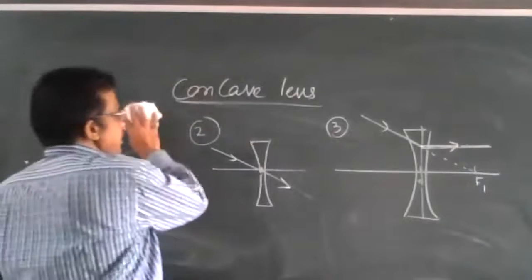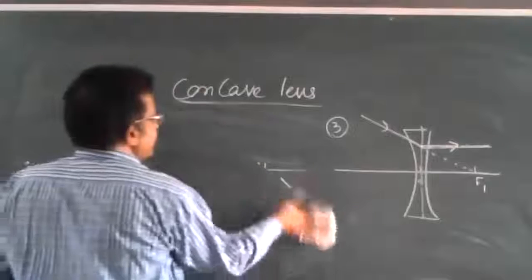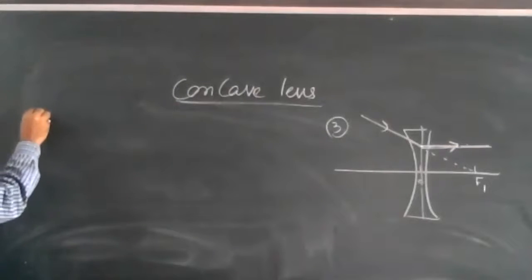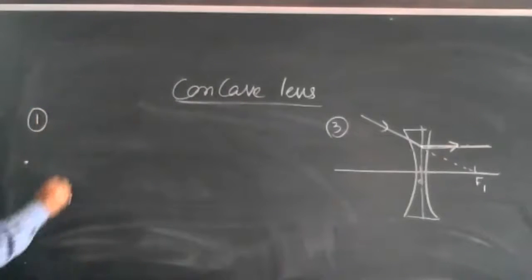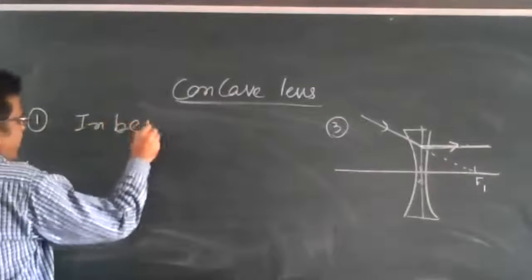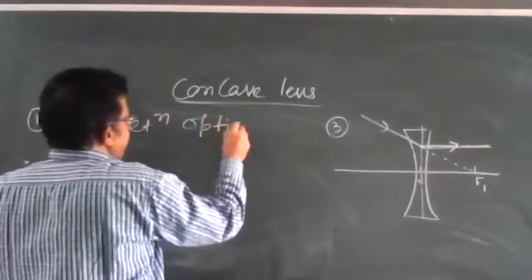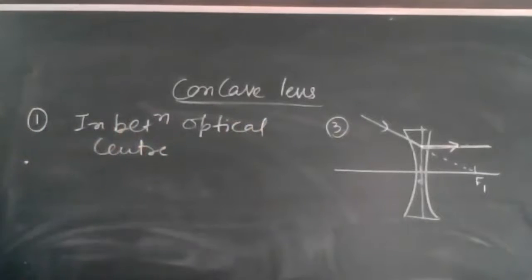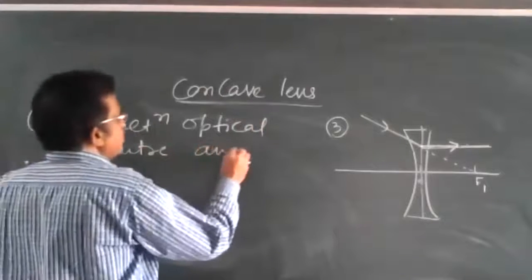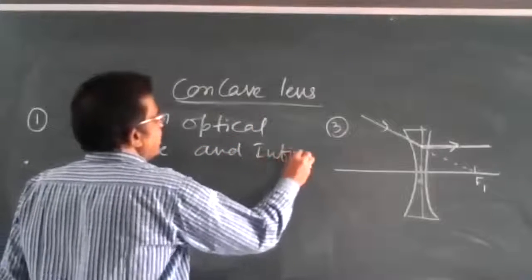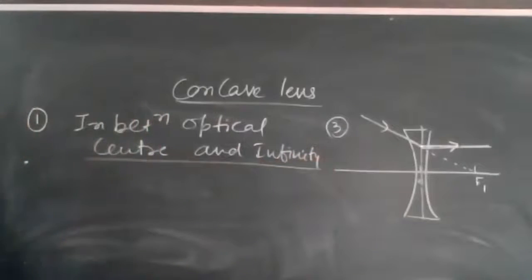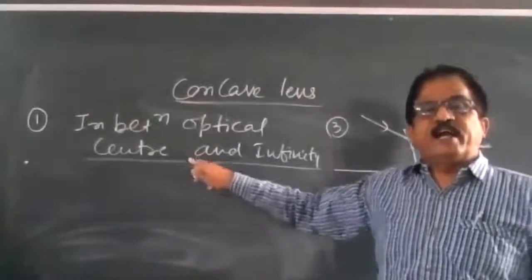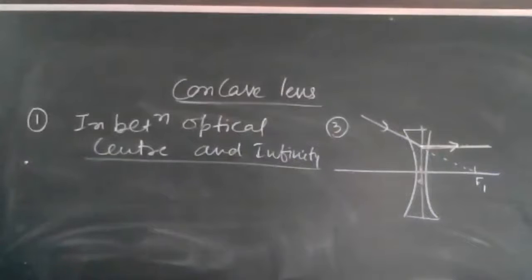Now, see the first case here. See the first case when the object lies in between optical center and infinity. Here we are going to see when the object is in between optical center and infinity. So draw this figure here.